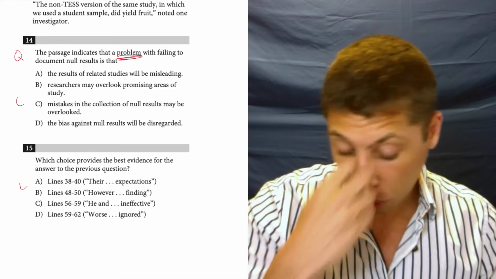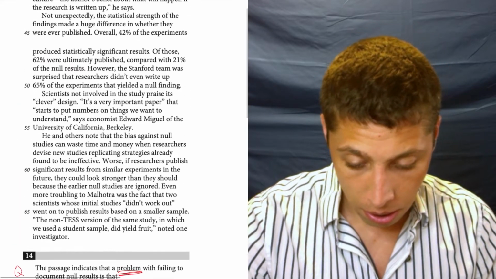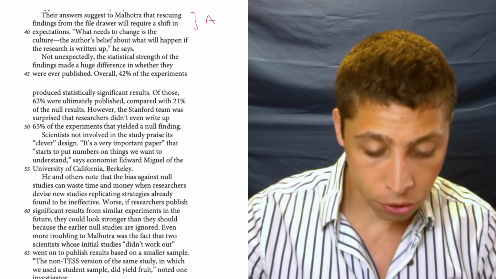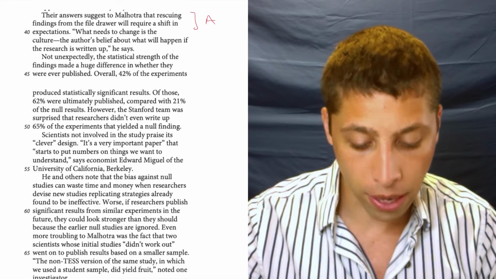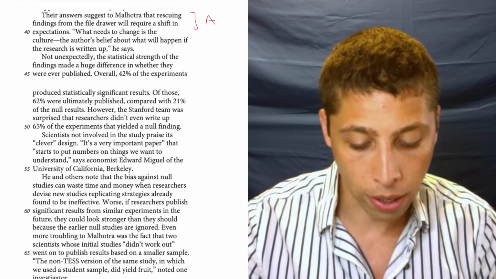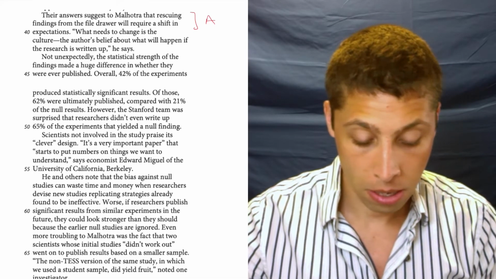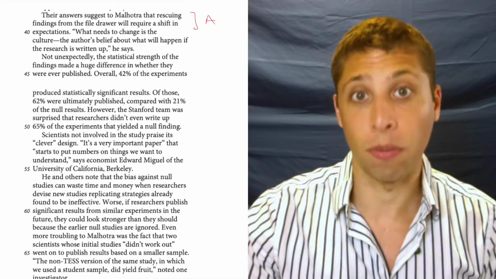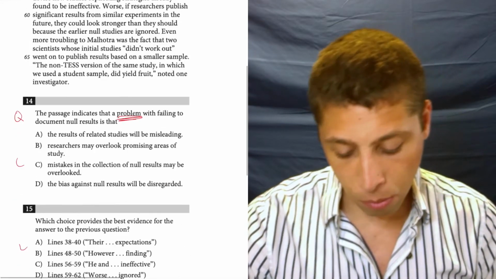So let's look at the first one, 38 to 40. That's right here, choice A. Their answers suggest to Malhotra that rescuing findings from the file drawer will require a shift in expectations. Okay, well, it doesn't sound like a problem. It sounds like a solution, that they're going to have to shift their expectations. So this doesn't seem right to me.